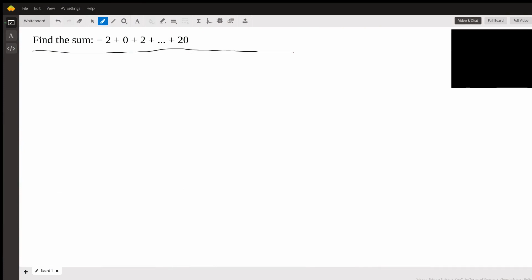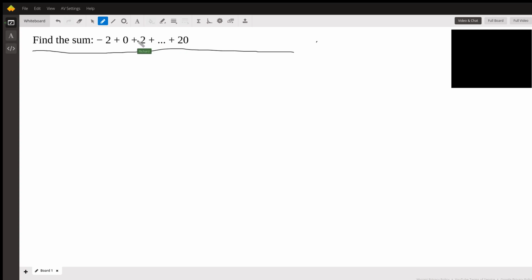This has to do with sequences, which are just a collection of terms, a collection of numbers, if you like. And we're trying to find the sum of this collection. So the first thing to decide is, is this an arithmetic sequence or is this a geometric sequence?